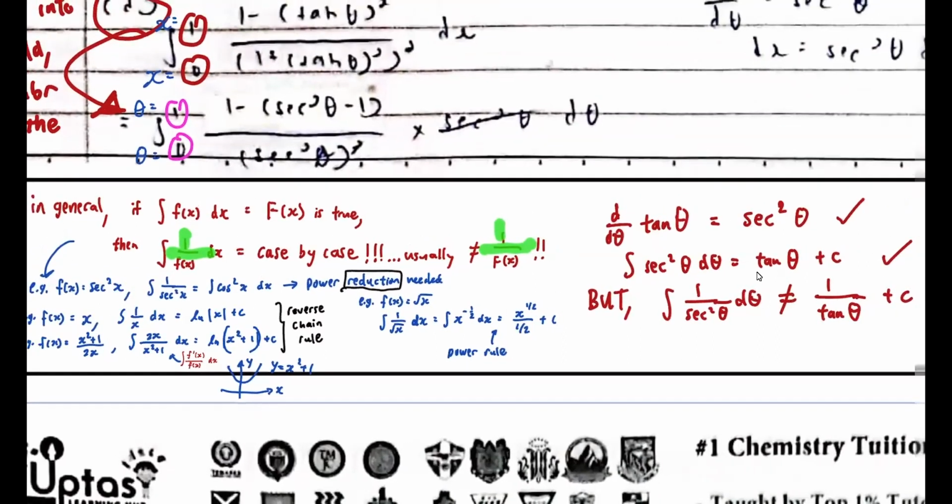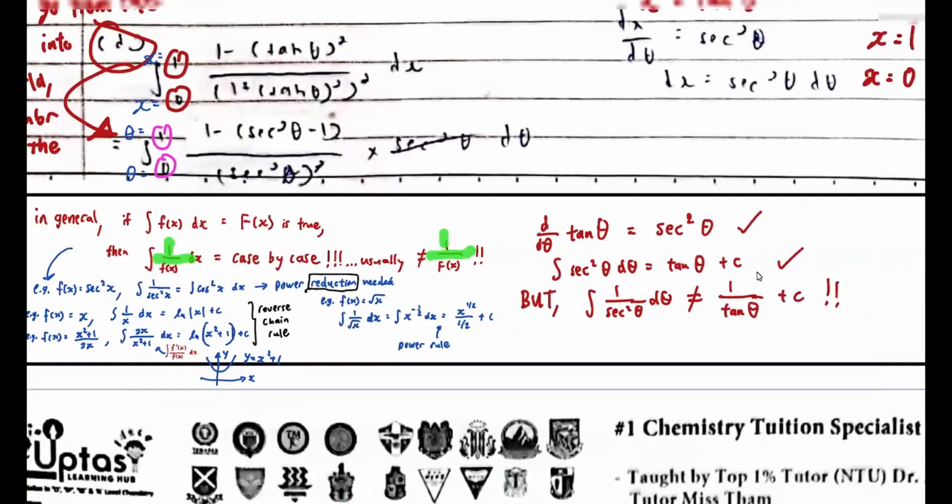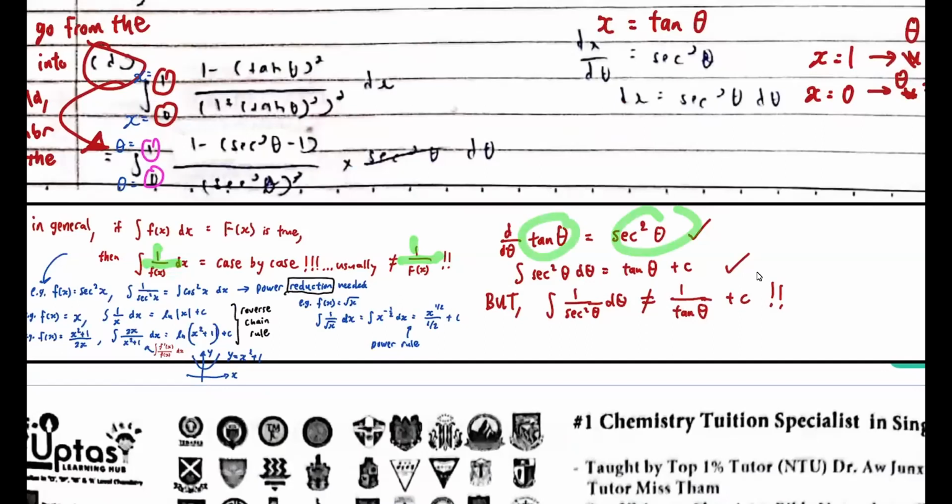Okay. I know differentiating tangent is secant square. So if you integrate, then you work backwards. So integral of secant square is tangent. But integral of 1 over secant square is not 1 over tangent. Okay, not that simple. Clear?